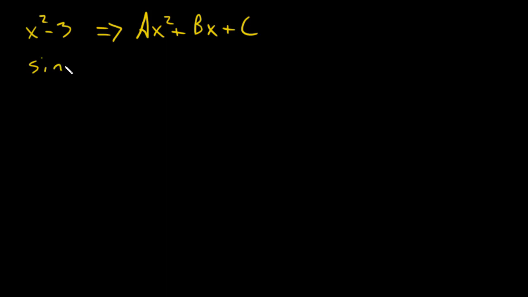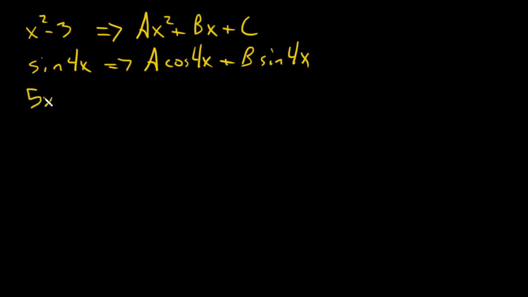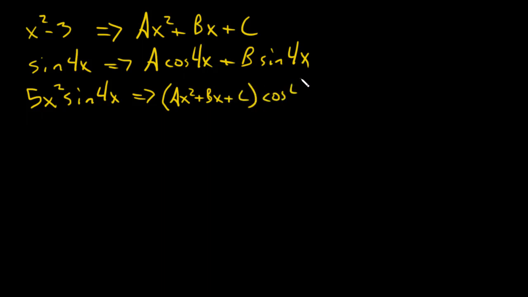That's the same kind of reasoning behind if I have sine 4x, I am going to have a cosine 4x plus b sine 4x as my guess. Okay? Then if I have something like 5x squared sine 4x, this looks really strange, but this is the way you would make your guess. This is a polynomial, a quadratic term multiplied by a sine. So I'm going to have ax squared plus bx plus c times cosine 4x plus dx squared plus ex plus f times sine 4x.